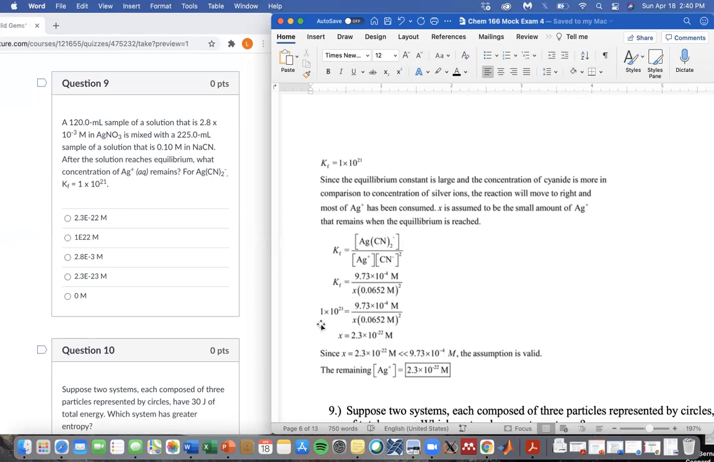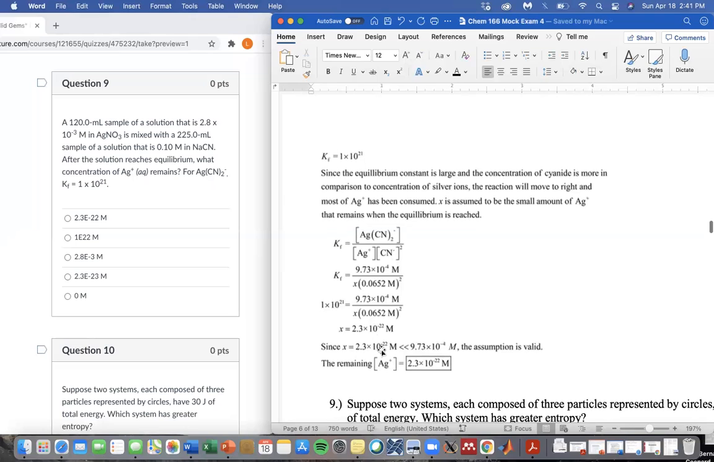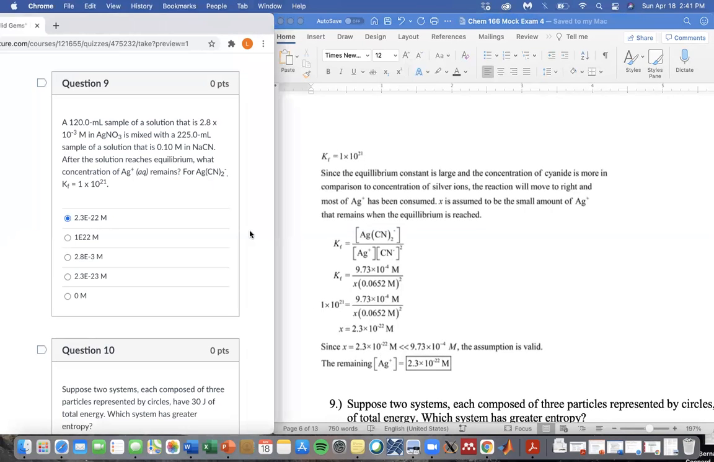You would divide that, 1 times 10 to the negative 21st, by this 0.0652 squared value. And that would give you your X. And so your X should be 2.3 times 10 to the negative 22nd molar. So you would get 2.3 times 10 to the negative 22nd.